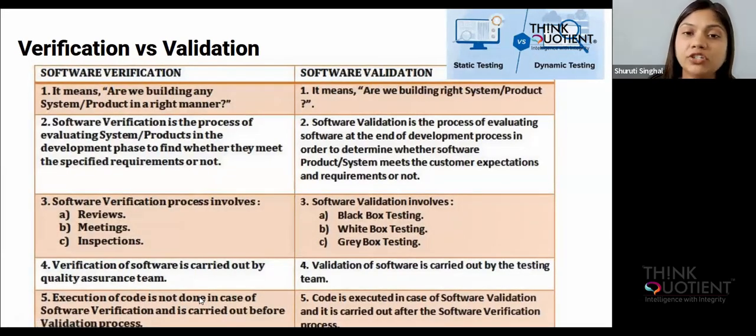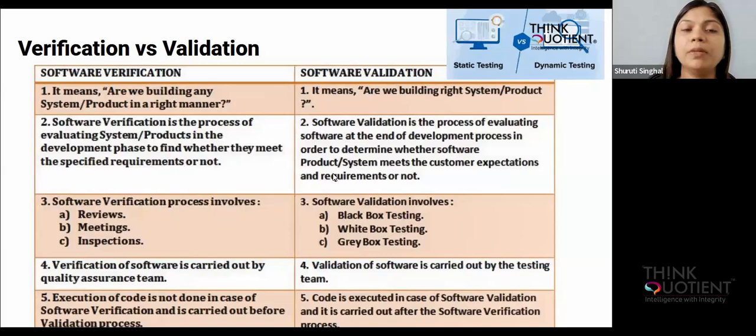Whereas validation is done after you have developed the code. So that is why we say, are we building the right product? Here we check whether we are building the right system or product. We evaluate our software at the end of the development, as I just said, in order to determine whether all the customer expectations are met. Here we perform the testing, which involves black box testing, white box testing, and gray box testing. Here we also execute the code, and the testing is done by the testing team.